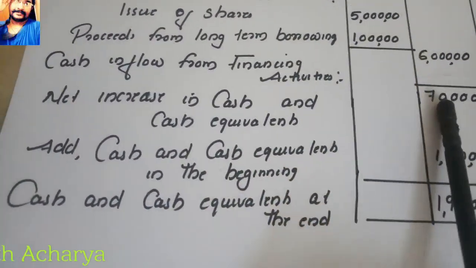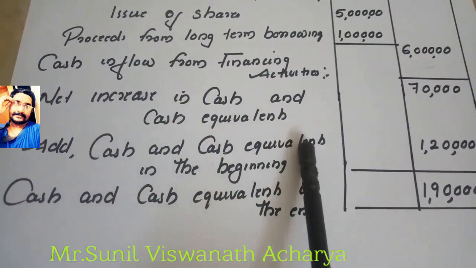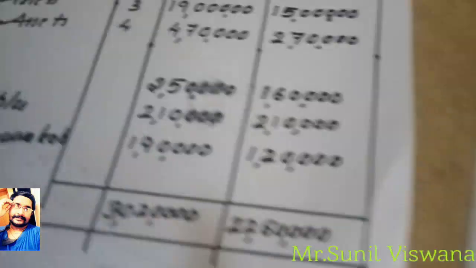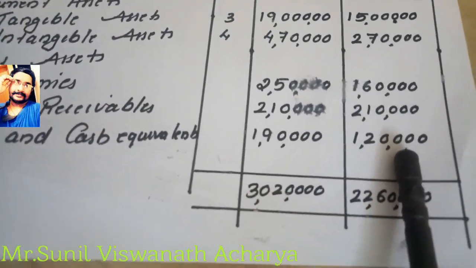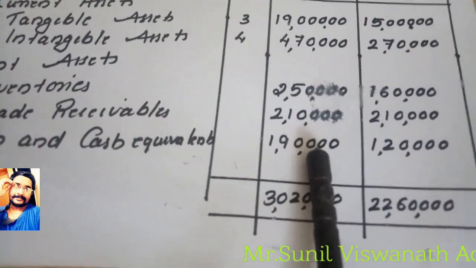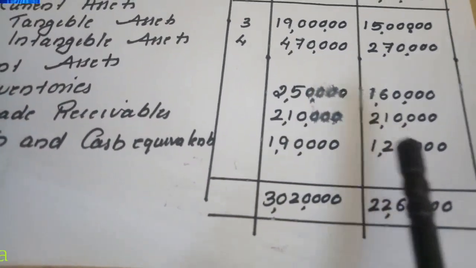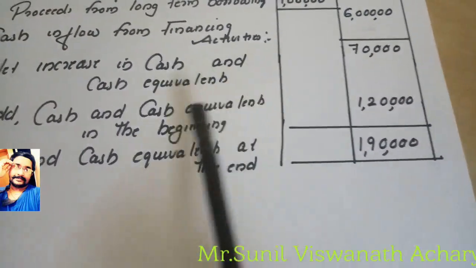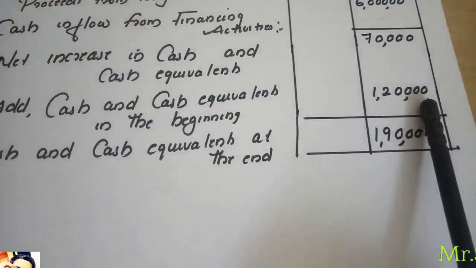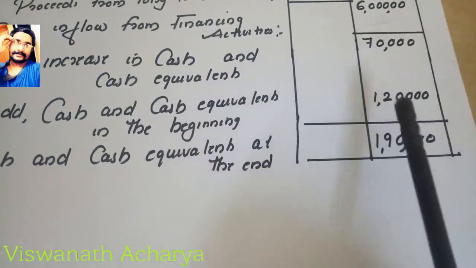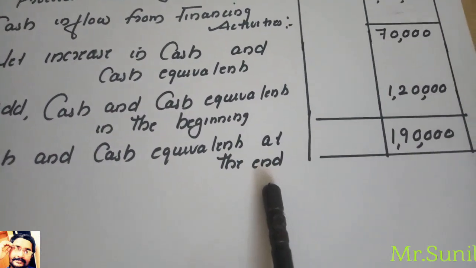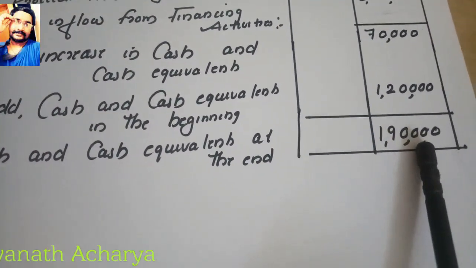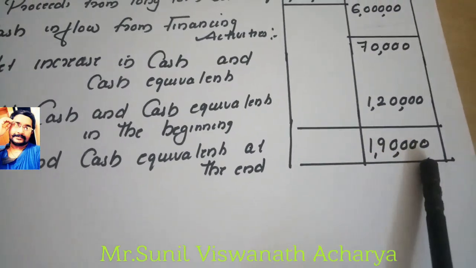Now what should we do after getting net increase or decrease? Opening cash and cash equivalents we have to add. In the question we can see cash and cash equivalents in the first year is 1,20,000. Second year it is 1,90,000. So when you add the opening cash and cash equivalents, we should get the closing. We can see 70,000 was the net increase. Opening cash and cash equivalents was 1,20,000 given in the question. When we add, we will get 1,90,000. That is cash and cash equivalents at the end. Okay, so in the textbook it is given that cash and cash equivalents at the end is 1,90,000. So we are getting the answer.